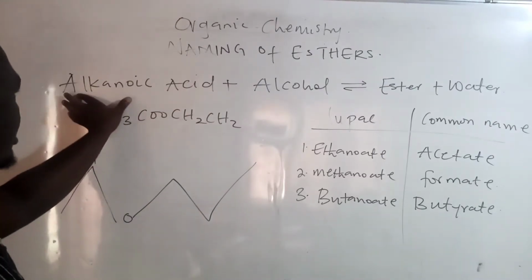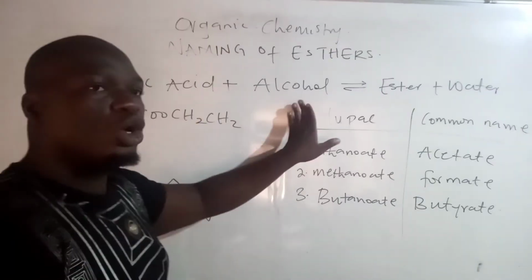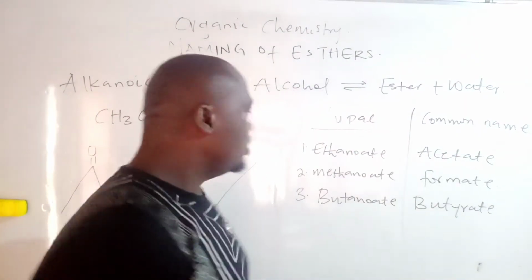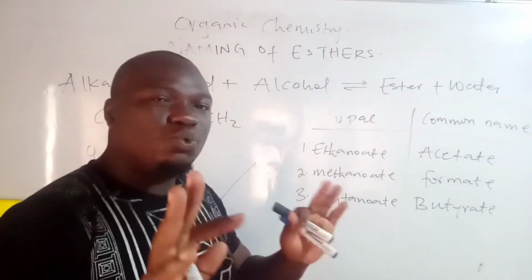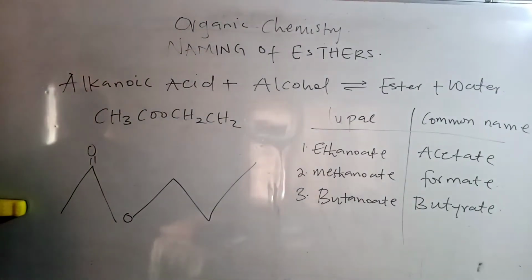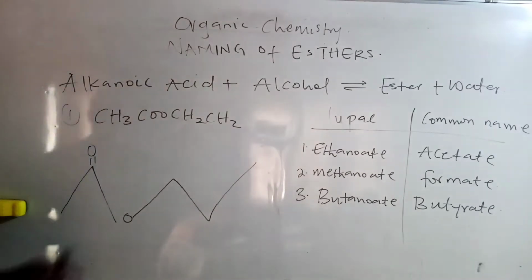Between an alkanoic acid plus an alkanol will give you an ester, and the product is water. Now, in this, I don't like wasting time. Let's go to the naming immediately. You have number one here at the board, and then you have this structure.